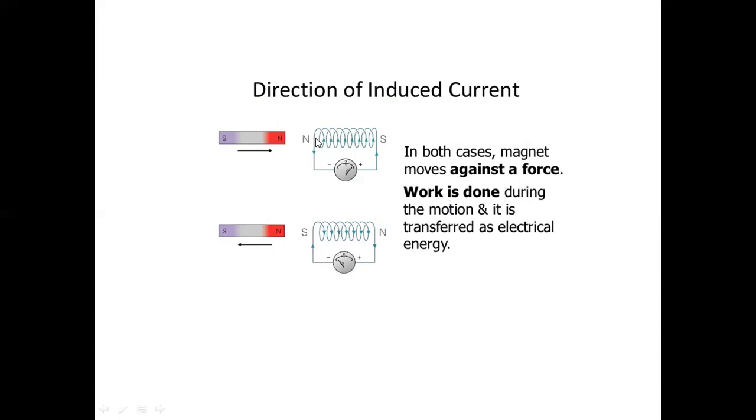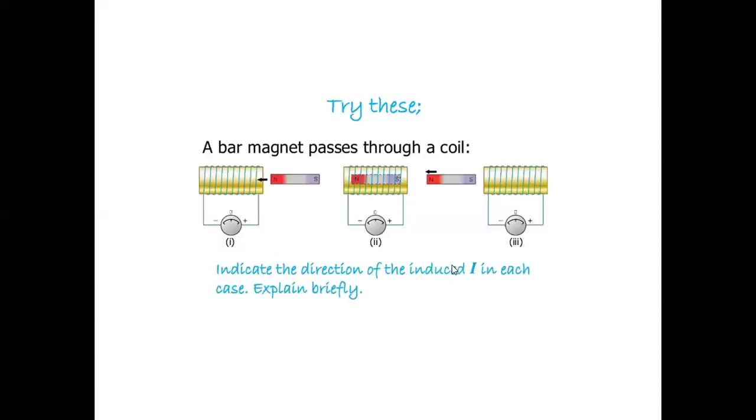The induced current will induce in that. In the first one, a north pole is induced at that end of the coil just to repel the approaching north pole. And in the second one, it is attracting the north pole, which is receding, which is going away from it. So work is done during the motion and it is transferred into electrical energy. That is actually the cause of the induced EMF. Work done is appearing in the form of electrical energy.